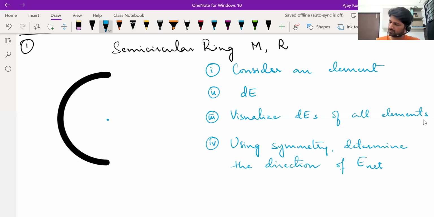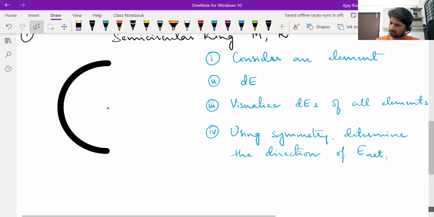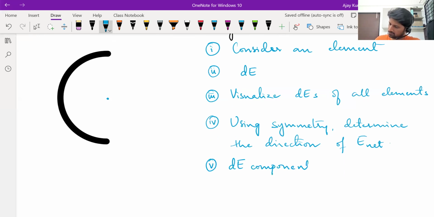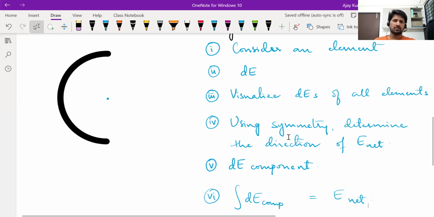E stands for field, gravitational field. And once you know the direction of net field, write the component of individual fields in that direction. And then you have to integrate those components to get the net field in that direction. These are the steps. Try to complete as many of these as possible. We'll discuss the solution after 2 minutes.